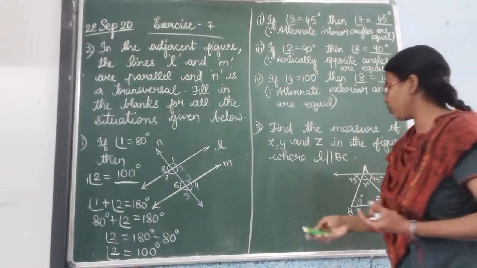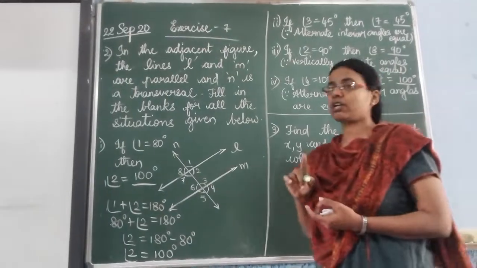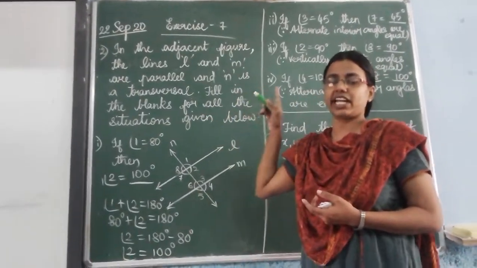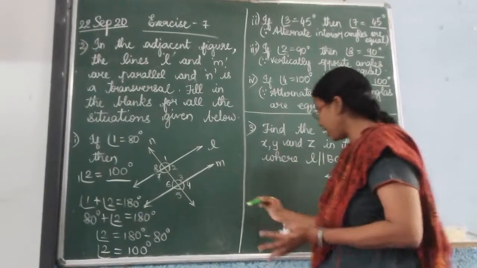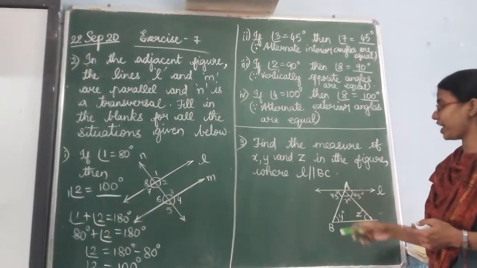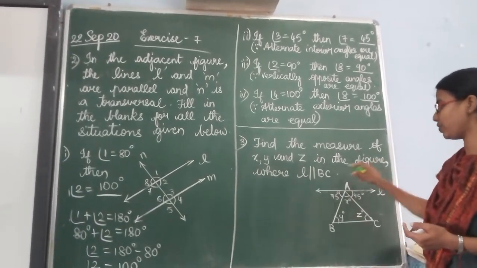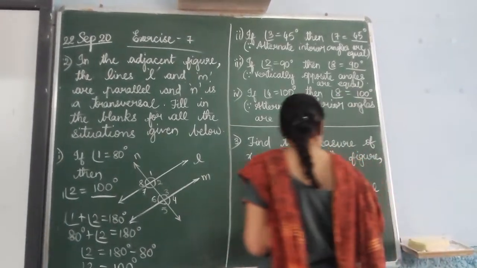Now, let us continue with the third. With this, we have finished the second problem. You can open your classwork, write today's date, write exercise 7, copy the full question, and then write the third question. Find the measure of x, y, and z in the figure where L is parallel to BC.